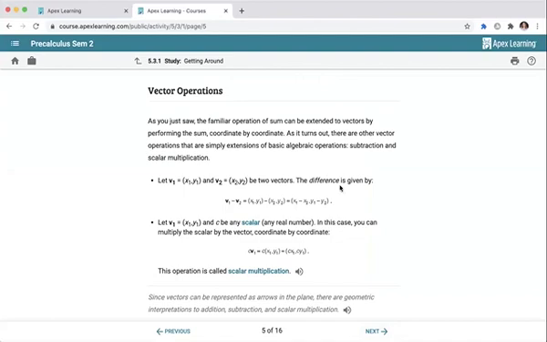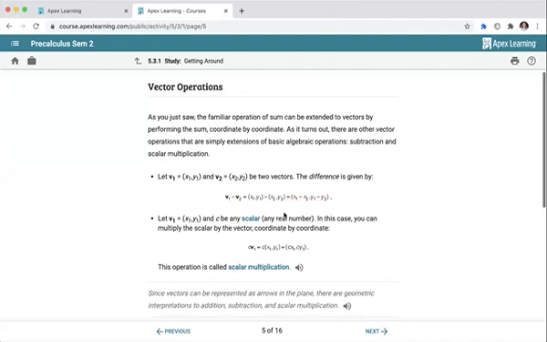Okay, so looking at vectors again, we can also do a subtraction, and it follows the same exact process. You just take V1 minus V2. So you subtract the X coordinates from each other and you subtract the Y coordinates from each other. That would be if you're looking for the difference between two vectors.